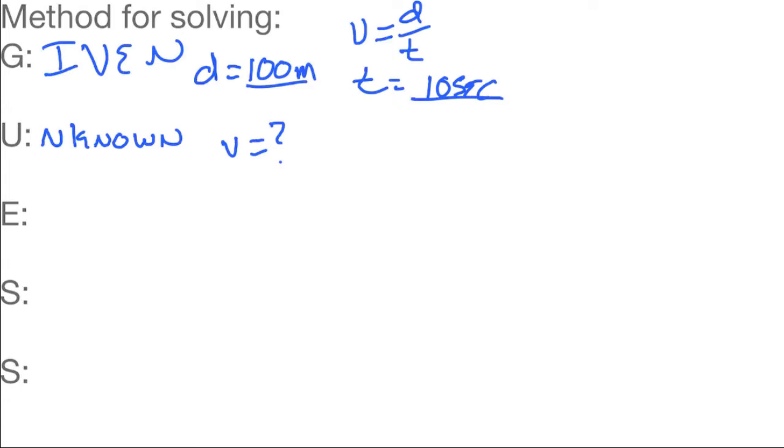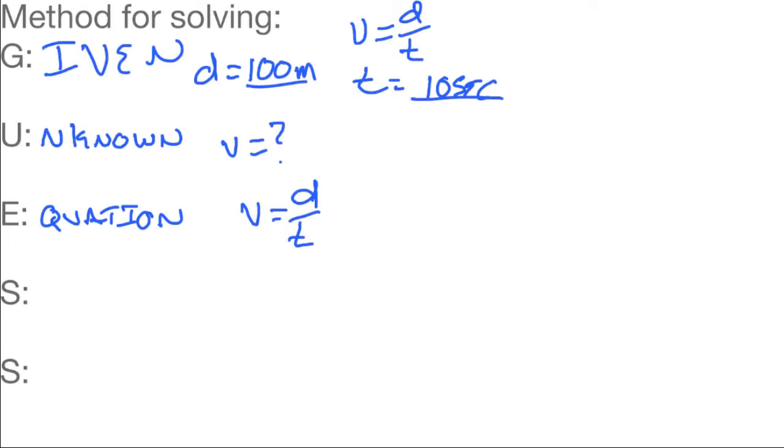Now E is for equation. I already wrote the equation down up above, but that was just a reminder. Once you get to the equation part, V equals D over T. If you want to, you could write the equation down first and then go back. I like to do that because it helps my brain keep track of what variables I need to have, and what ones I need to solve for.